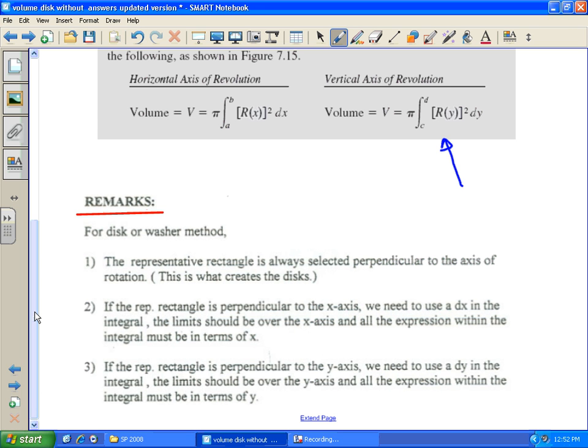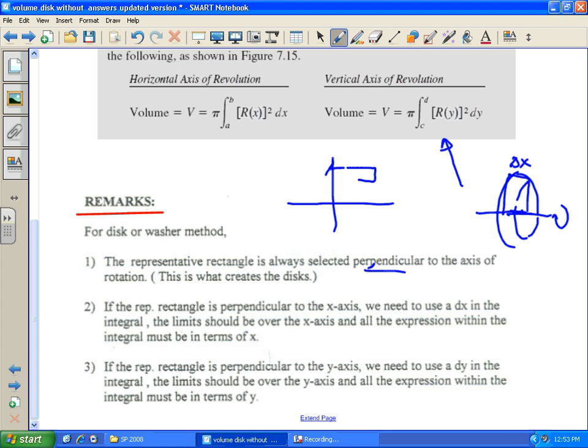So in this section, when you are using the disk method, your representative rectangle should always be perpendicular to the axis of rotation, because that is what is creating the disks. If you have a rectangle perpendicular and that goes around the axis, that is going to create a disk. So that is why you want your rectangle to be perpendicular to the axis of rotation. And once you know this, the thickness of the rectangle is delta x. That tells you everything, basically. It tells you all your variables should be in terms of the x variable, and limits of integration must come from the x-axis. On the other hand, if you're going around the y-axis, you're going to select a rectangle perpendicular to the y-axis. Here, the thickness is delta y. Again, that tells you everything over there.